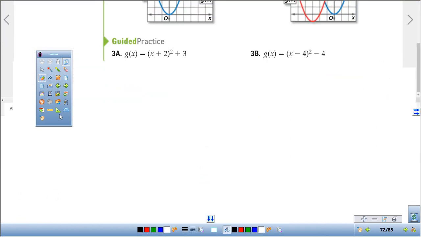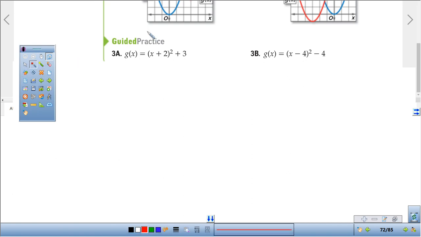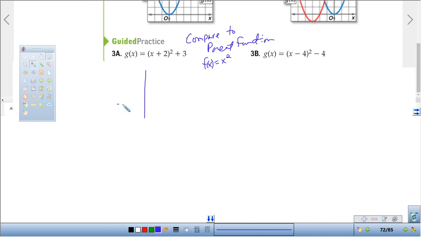Okay, so let's go ahead and do this one real quick. Let's copy this down, guys. They want you to compare it to what? I guess they did parent function in blue. I'll do parent function in blue also. They want you to compare to parent function. Okay. So in the parent function, don't forget it's f of x is equal to x squared. So for this one, I'm going to have this coordinate like this, and then this one goes up from the origin. Okay. Same thing for this one right here.